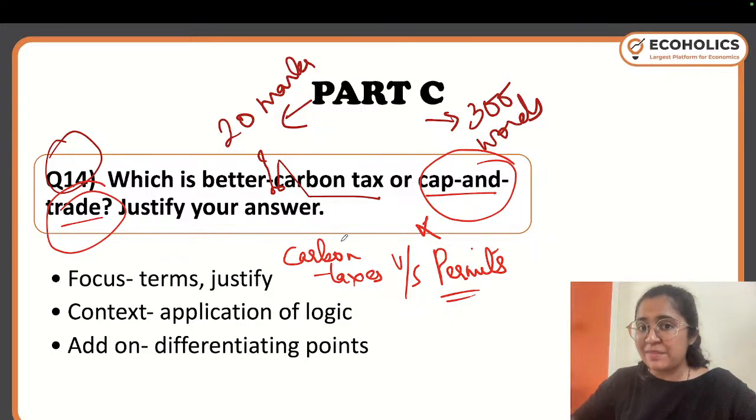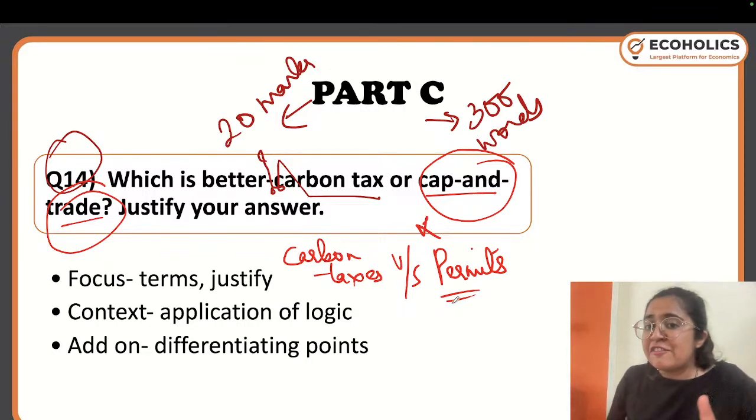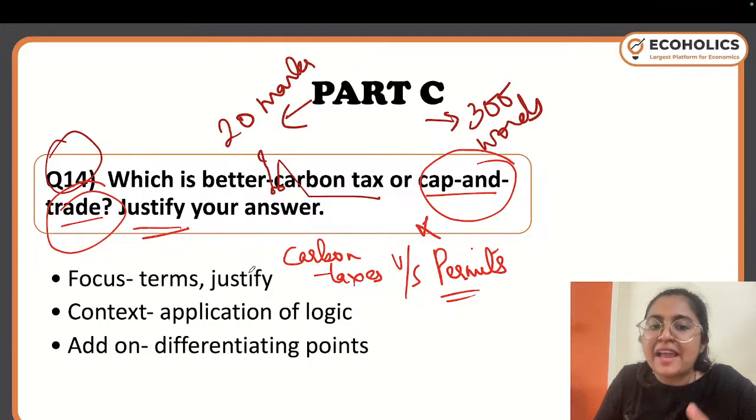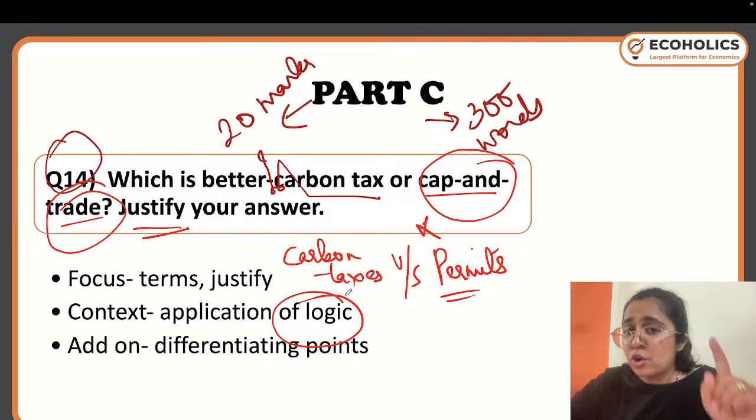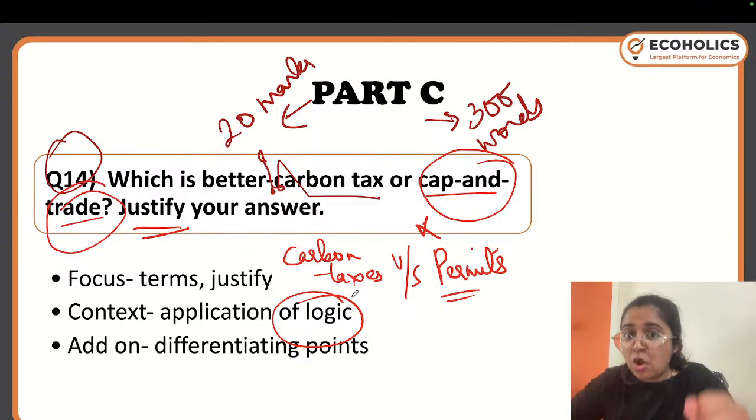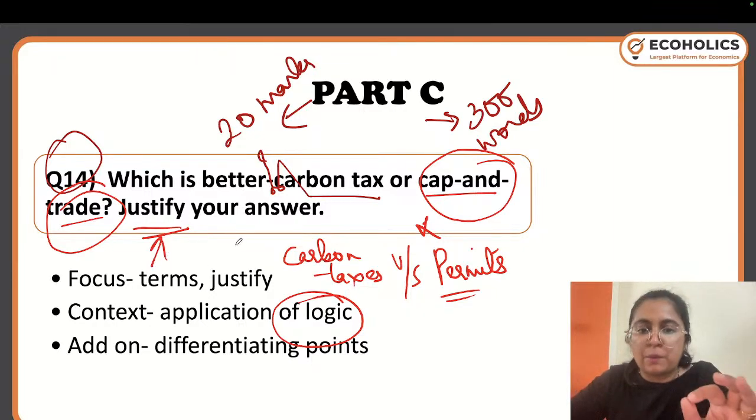Since the last 2-3 years they have been asking questions related to permits, carbon permit, pollution permit, etc. This time they have interestingly switched this question into not a differentiate between question. This is not a differentiate between question where you just make a table and start writing differences. No, here they are asking you to justify which is better, what do you think is better. So you have to apply logic and then give your answer that I think this is better. Whatever your answer would be, if your logic is correct and strong, you will get good marks. So there is no right or wrong answer until you justify properly.